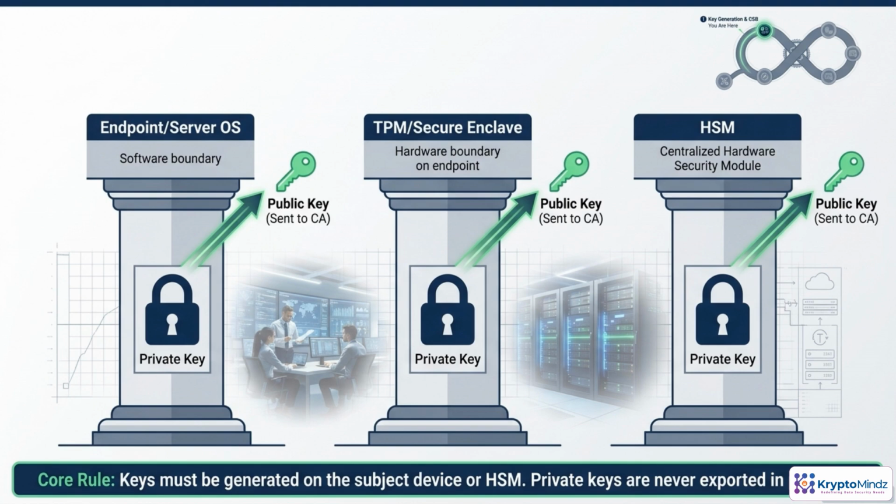For key pairs in PKI, the golden rule is non-negotiable. The private key never leaves its safe home. Whether it lives in software on an endpoint, inside a TPM or secure enclave, or in a centralized HSM, the pattern is the same. The key pair is generated locally, the private key stays protected, and only the public key goes to the CA inside a certificate request. If you're ever exporting private keys in plain text, you're breaking basic PKI design and increasing your attack surface.